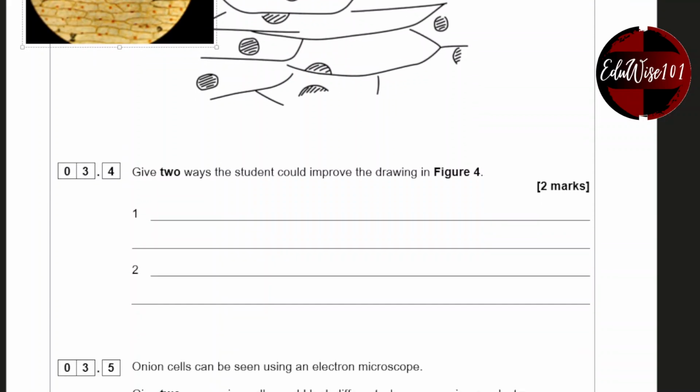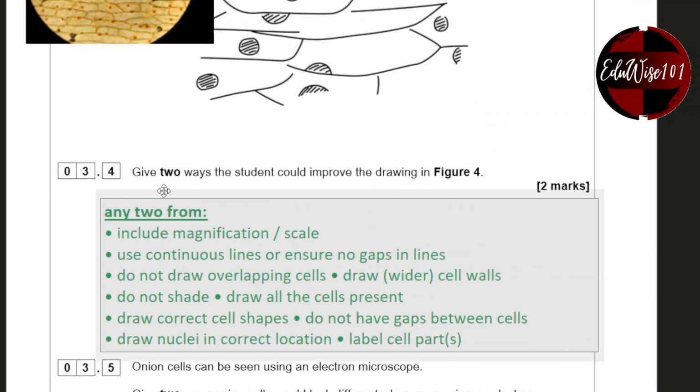So here's some suggestions to improve, right? Include the magnification or the scale. Any of these 2 points will give you the 2 marks. Use continuous lines to ensure no gaps in the lines. Do not draw overlapping cells or draw wider cell walls. Do not shade or draw all the cells present. Draw correct cell shapes or do not have gaps between cells. Draw nuclei in correct location or label the cell parts.